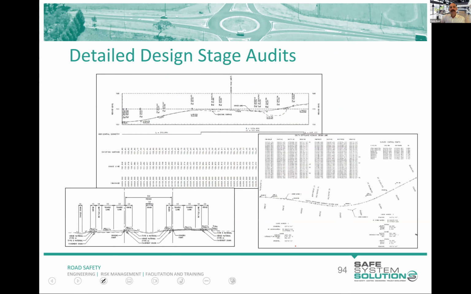Then you get into a detailed design stage audit, and that's where you get the lot. You get the long sections, cross sections, the drainage plan, signs, and line marking plan.